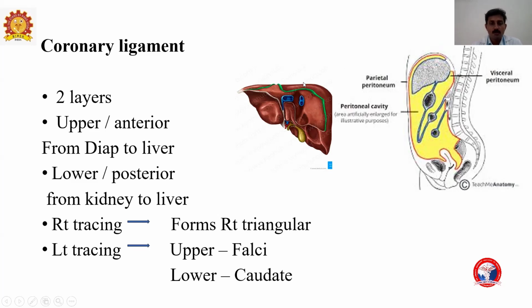Okay. If you trace this superior coronary ligament onto the right side, it forms the right triangular ligament. On the left side, if you trace, what happens? So this is the superior coronary and this is the inferior coronary. Okay. It goes all the way to the falciform ligament and the lower part is going towards the caudate lobe. That is a tracing of superior. So here we have the superior coronary and this part is called the inferior coronary ligament.